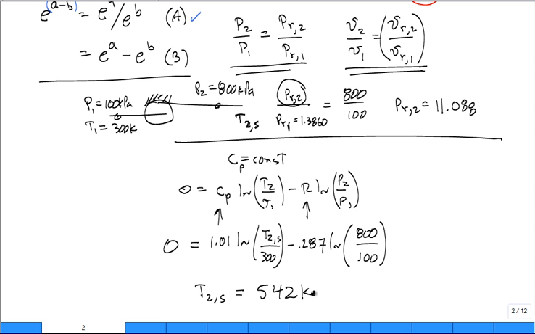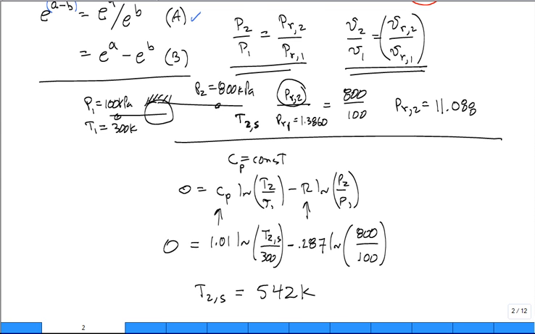Anybody get 542? What did we say without interpolation using variable specific heats? 540? See how we're doing it two different ways, but getting roughly the same answer? So that's that table, that's that column in the air tables.